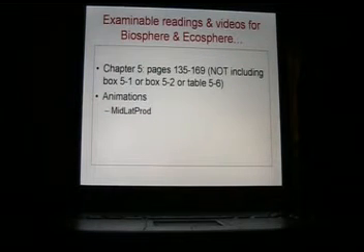Okay. So the examinable readings for the biosphere and ecosphere would be Chapter 5, pages 135 to 169. However, don't include Box 5.1 or Box 5.2 or Table 5.6. The only animation was the mid-latitude productivity. Do have a look at that. Understand the spring bloom and the fall bloom, and how the nutrient levels and the sunlight levels compare with how many phytoplankton and zooplankton you have.